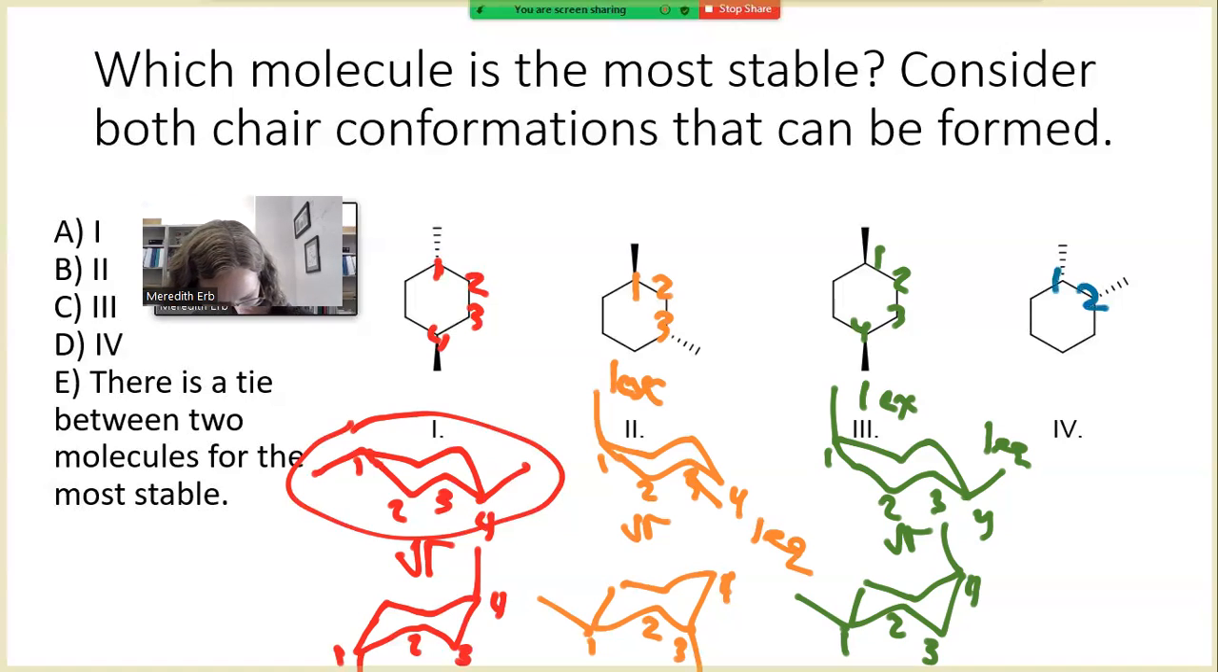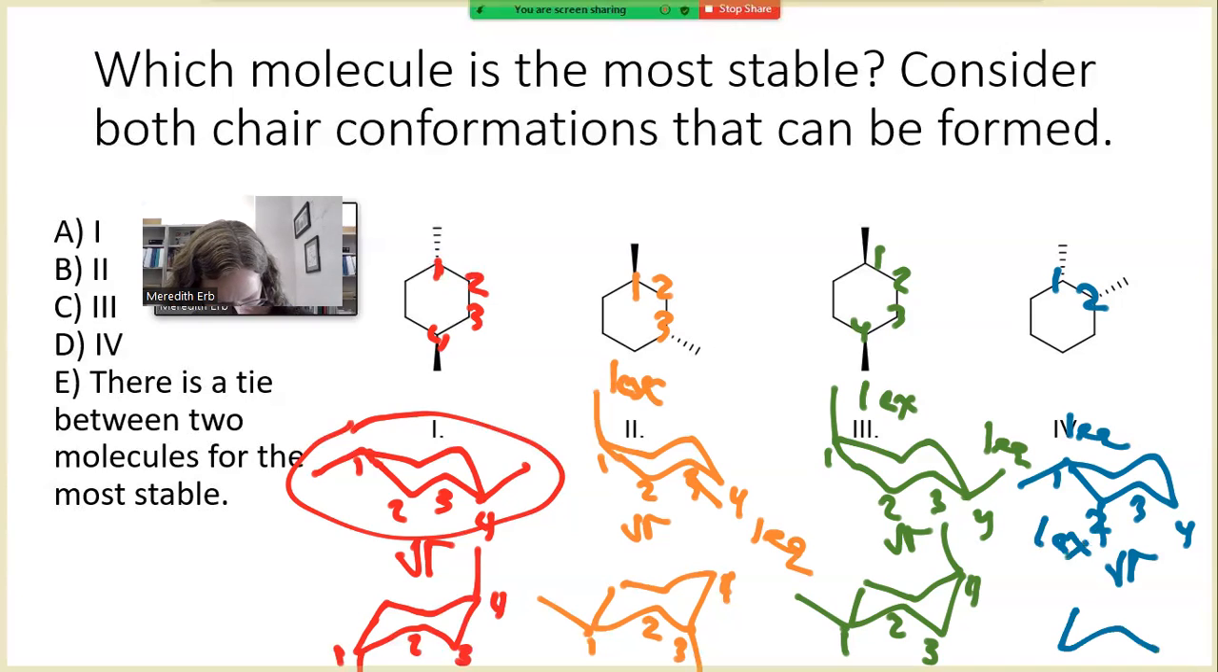We have 1,2 substitution here. And here we have both down. Again, an equatorial and an axial. And when we do the ring flip, same idea, down and down, but 1 equatorial, 1 axial.